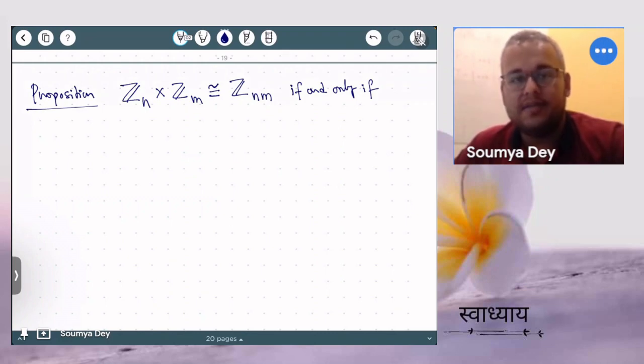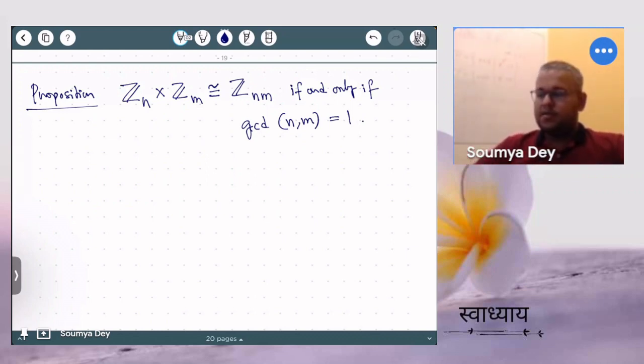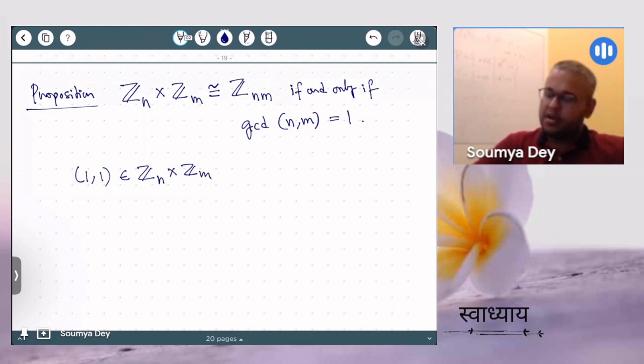Can anyone say when it will be? The GCD of n and m is 1. Very good. So GCD of n and m is equal to 1. This is a standard theorem in group theory. So how do you prove this? Suppose your GCD of n and m is 1, and you have to prove that Zn cross Zm is isomorphic to Znm. What you have to show is you have some element in this group Zn cross Zm whose order is n times m, and the element could be (1, 1). So (1, 1), which is in Zn cross Zm, what is the order of this?